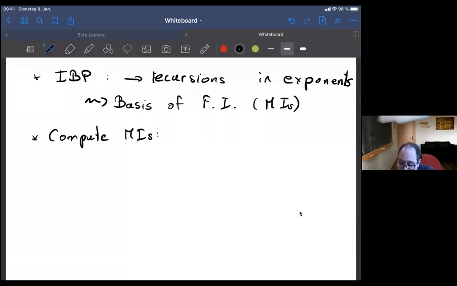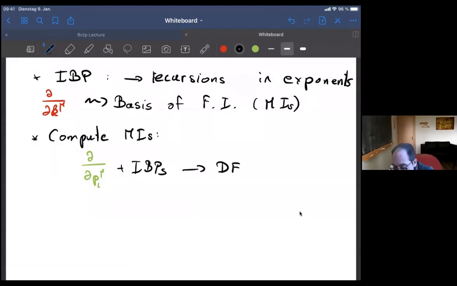And here, well, the IBPs were obtained from computing derivatives with respect to the loop momentum. Now, the idea is that if you compute derivatives with respect to external momenta, plus the IBPs, this gives you differential equations for the masters. And they will always be first order linear differential equations for the masters.